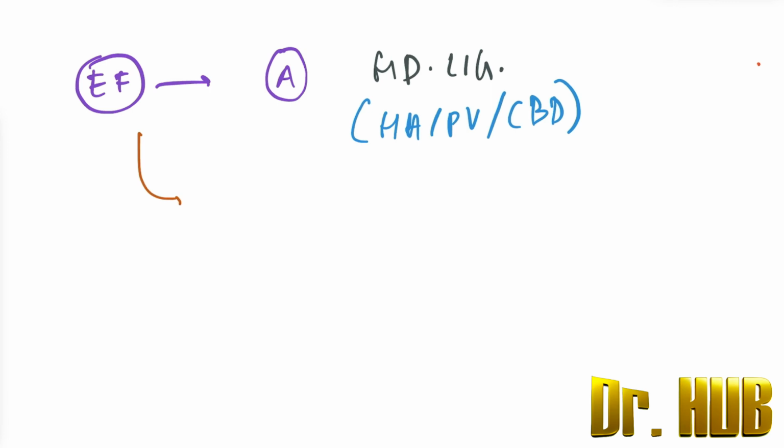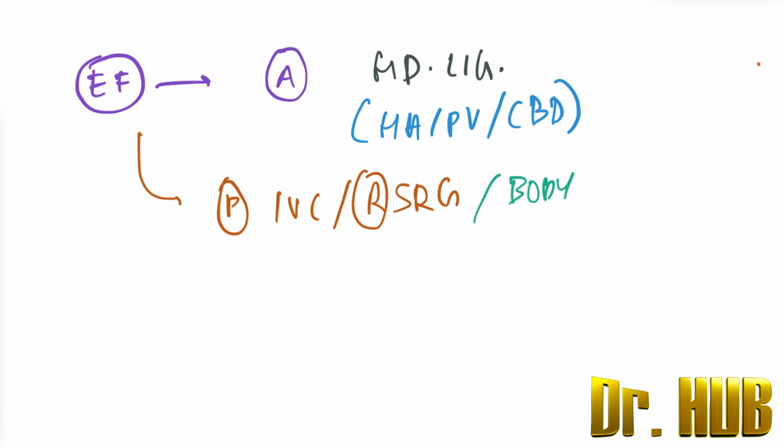The next category is, first was anterior, now it is going to be posterior. Posteriorly, there is IVC, there is right suprarenal gland, as well as the body of the T12 vertebrae.